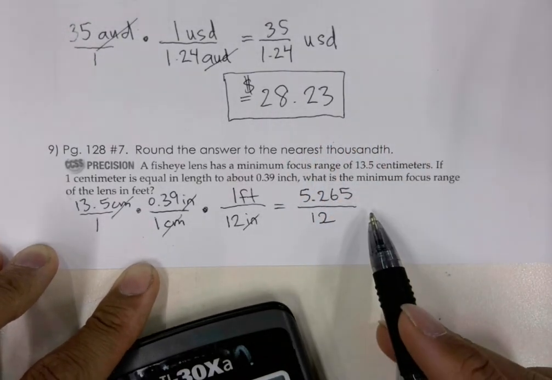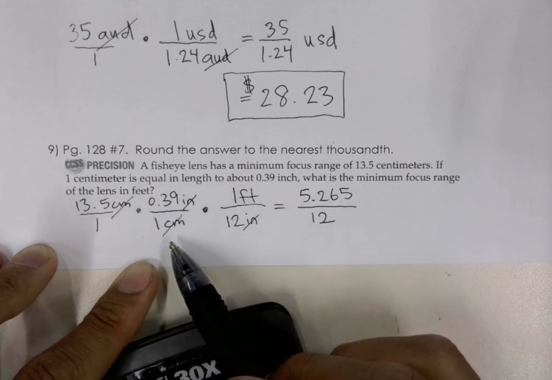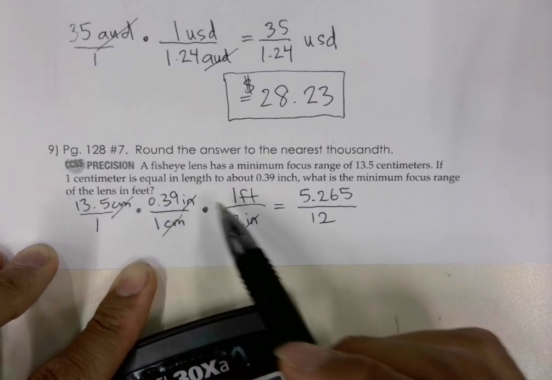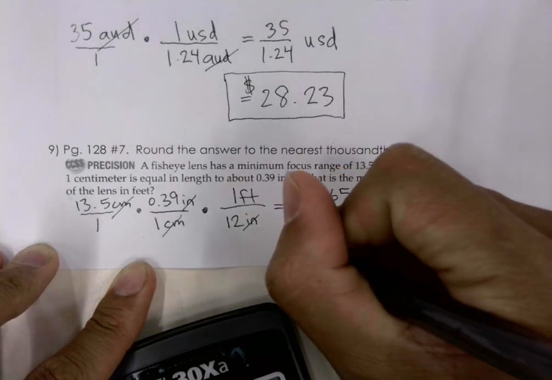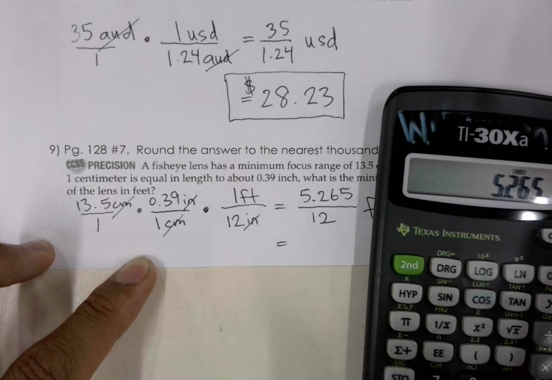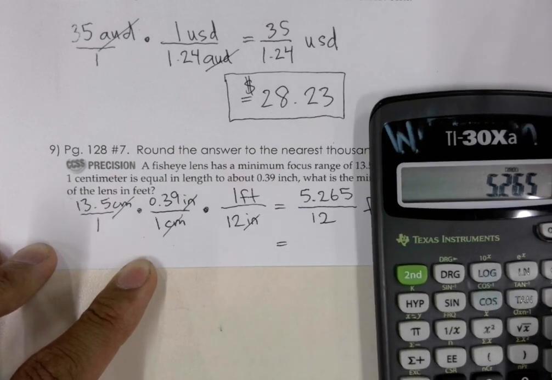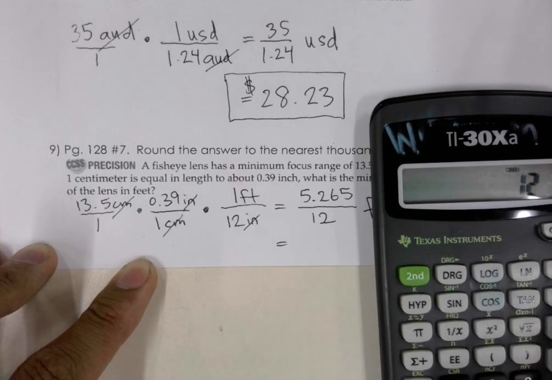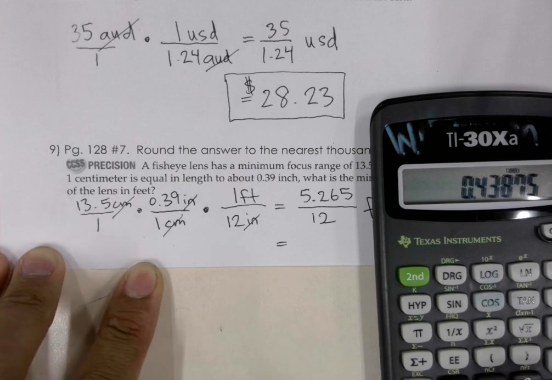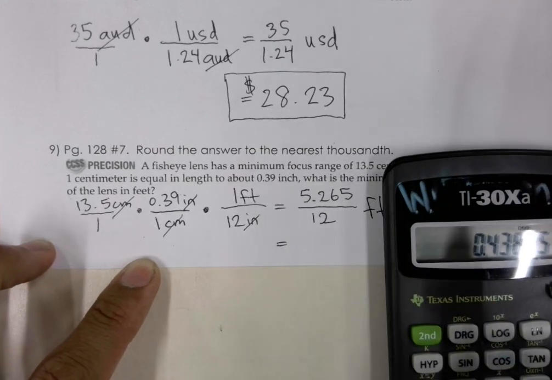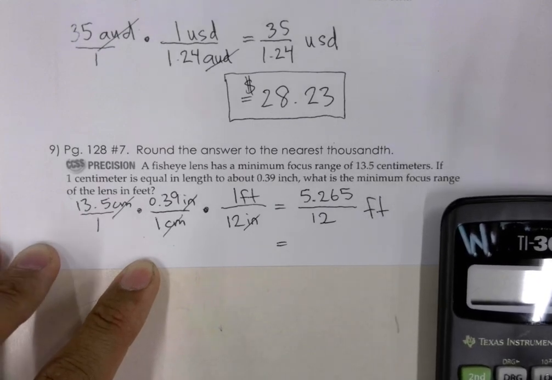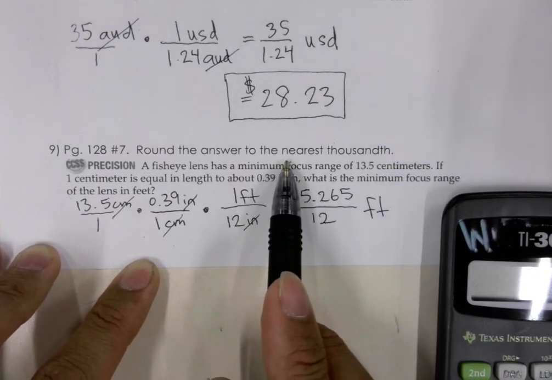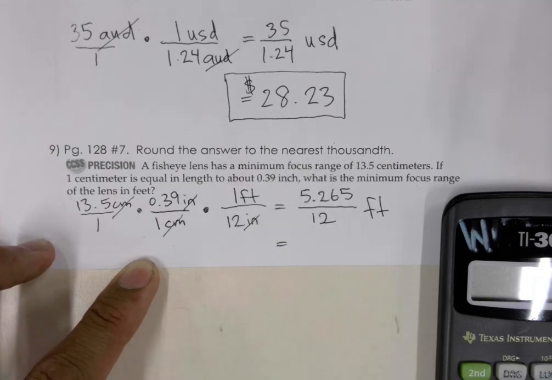And the units we're going to be using, because our centimeters are canceled out and our inches are canceled out, we are left with feet. So let's divide 5.265 by 12. And we get 0.43875 feet. And we are asked to round to the nearest thousandths place.